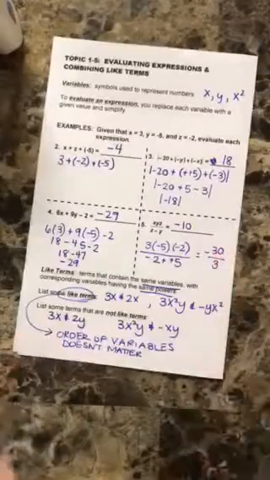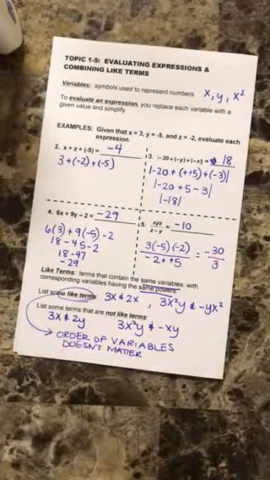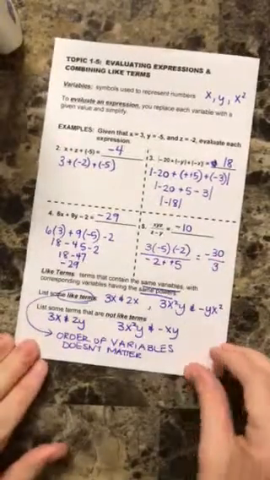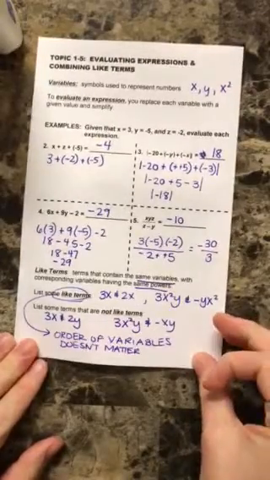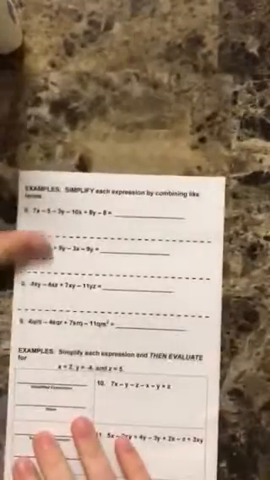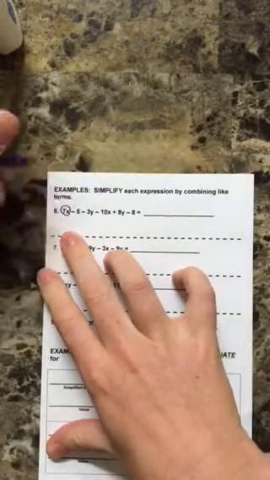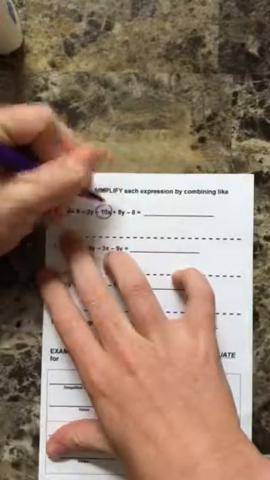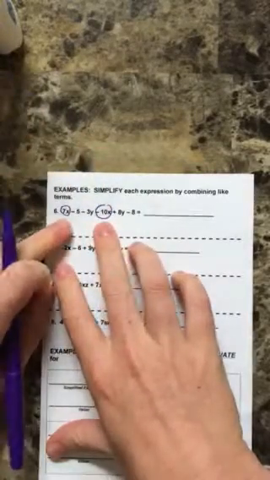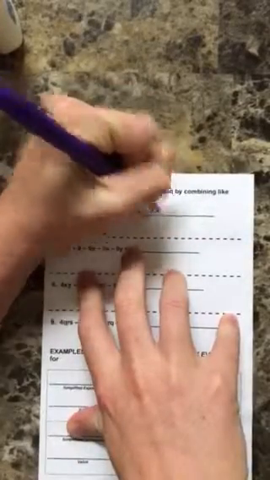Okay, so order of the variables does not matter. Same letter, same exponent is what you're looking for. All right, so the next part of this, all you're gonna do is combine like terms. If you are visual, sometimes it helps to circle or underline what you've got going on there. So 7 minus 10 would give you negative 3x.